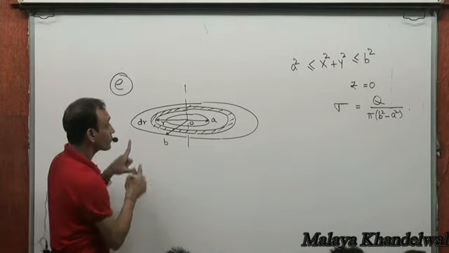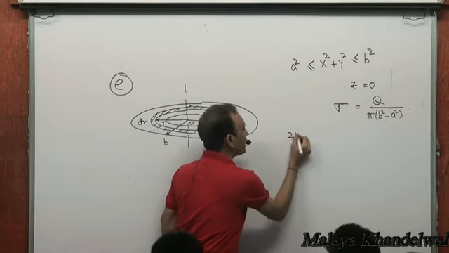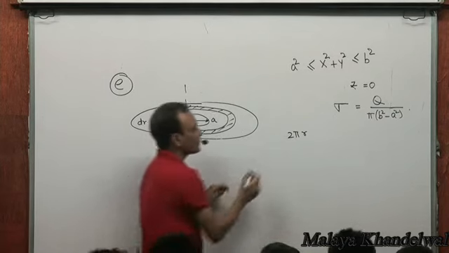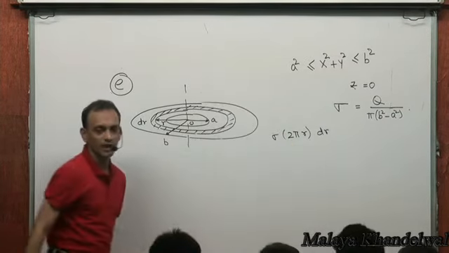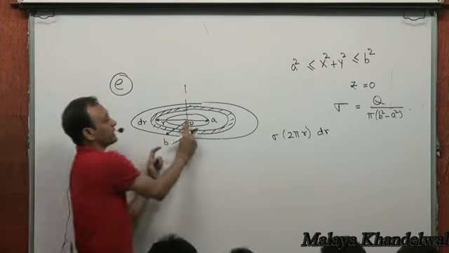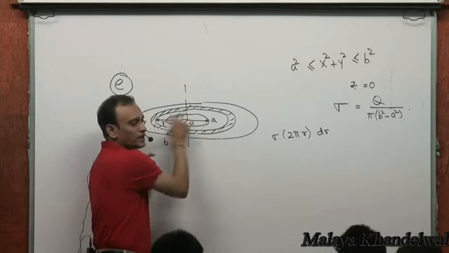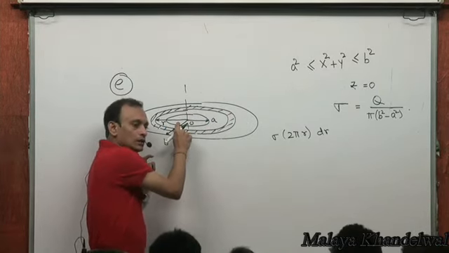Right? What's the circumference of this ring? 2 pi r is the circumference of this ring. What's the area of the shaded portion of this ring? 2 pi r into dr. What's the charge on this ring? Into sigma. Now, the potential at O is going to be K times the charge on this ring divided by the radius of this ring, because all points on the ring are at the same distance r from O.